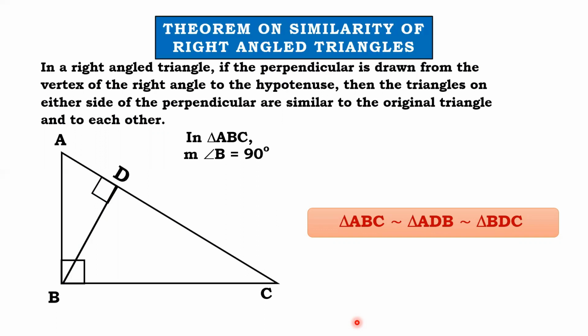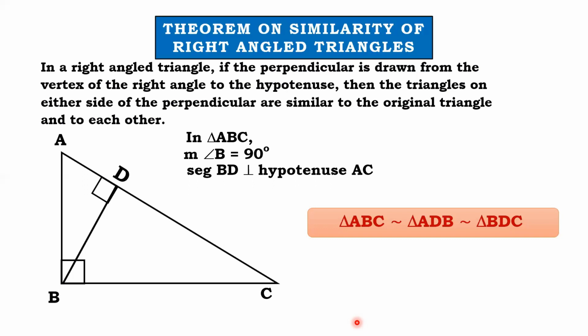Apart from a right angle, a perpendicular should be drawn to the hypotenuse. So which is the perpendicular drawn to the hypotenuse? Segment BD is perpendicular to hypotenuse AC. So there is a right angle. Second, from a right angle, a perpendicular is drawn to the hypotenuse.